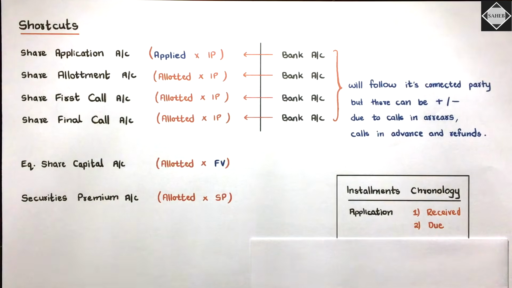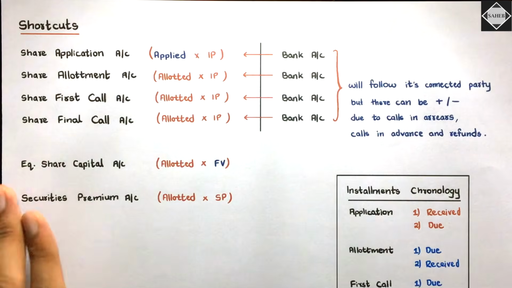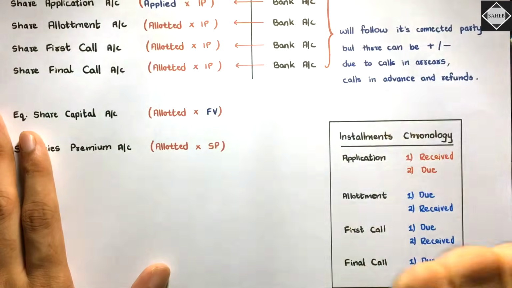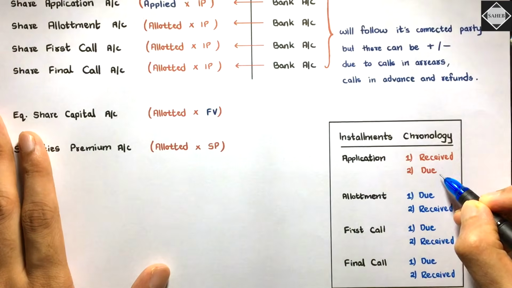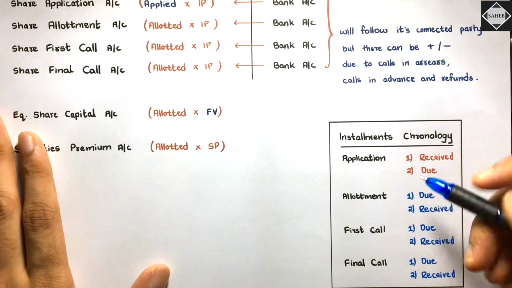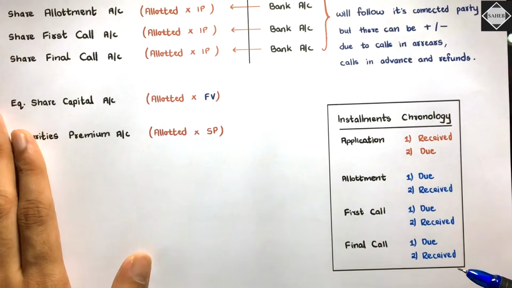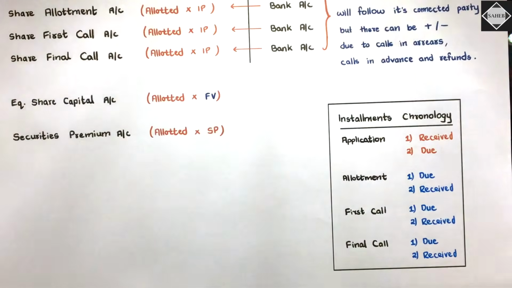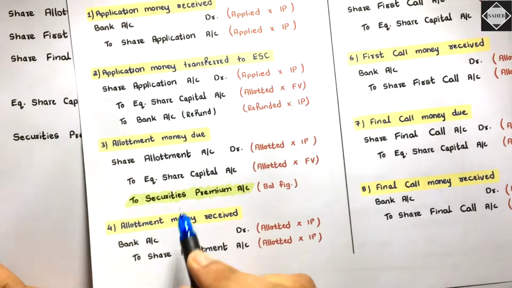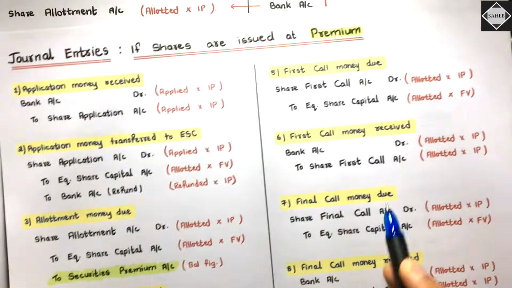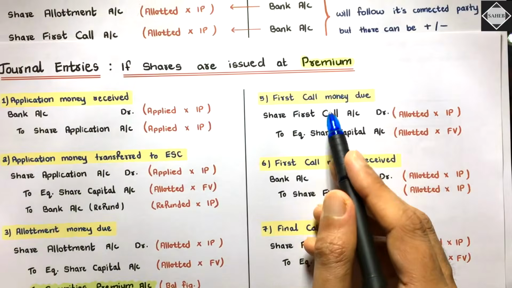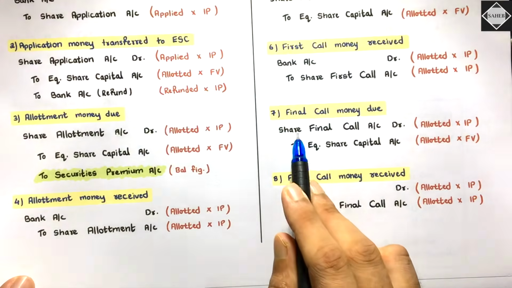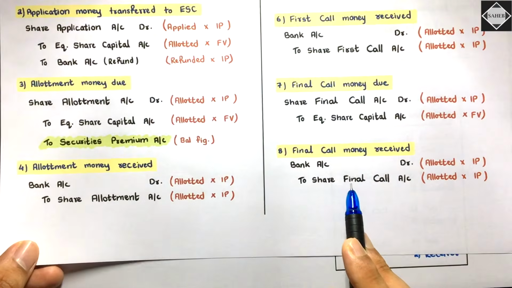And then, the installments chronology you also have to understand. For application, first we receive the money. We have issued the prospectus. First we receive the money, then we transfer it to share capital. Then the due happens. But for allotment, first call, final call, how is the chronology? First we make it due. Due means we have to receive money from these people. We increase the capital always: share allotment to equity share capital. Then we receive the money. Here also, first due, first call to share capital, then we receive the money. In the final call also, share final call to share capital, then we receive the money. Do you understand this?